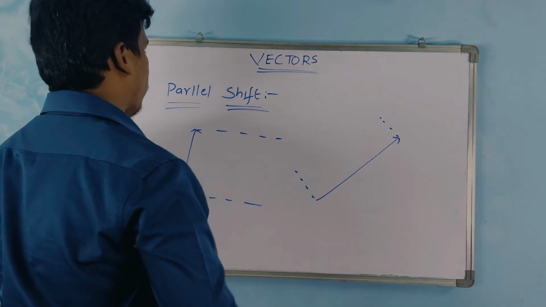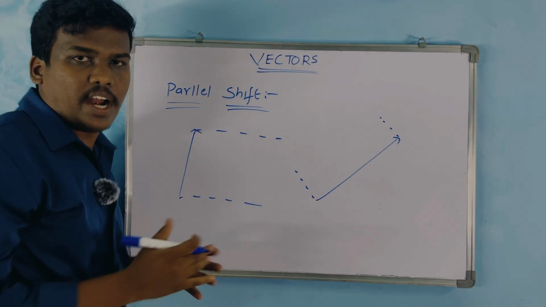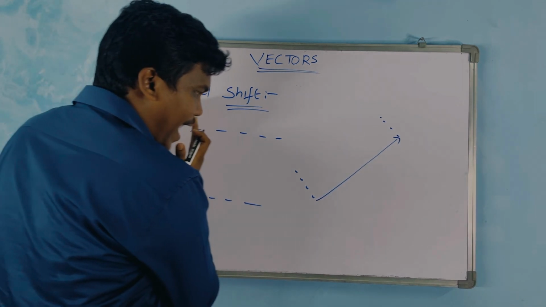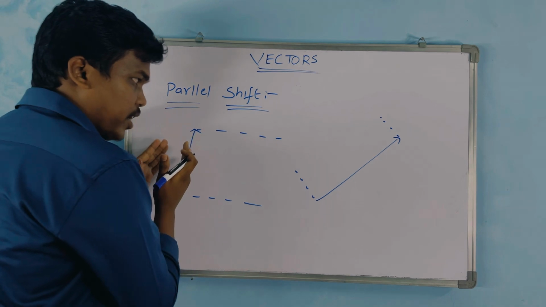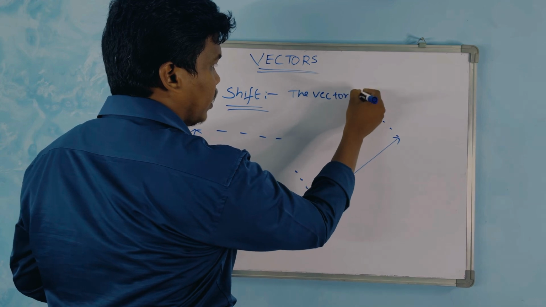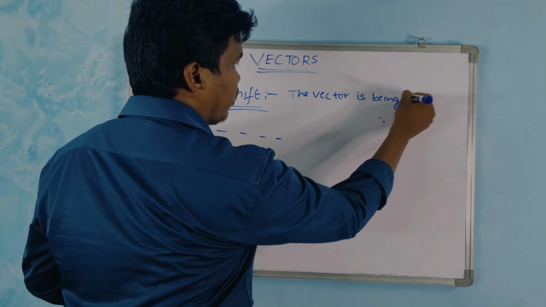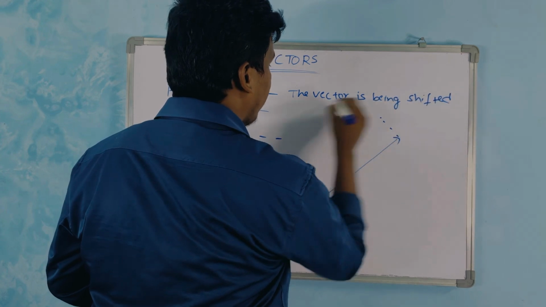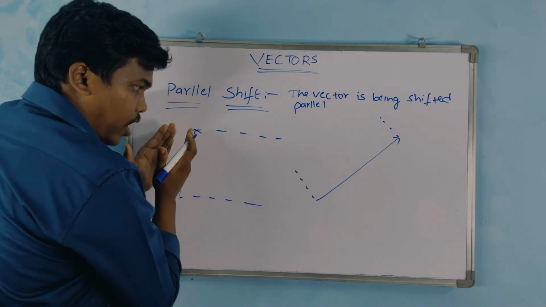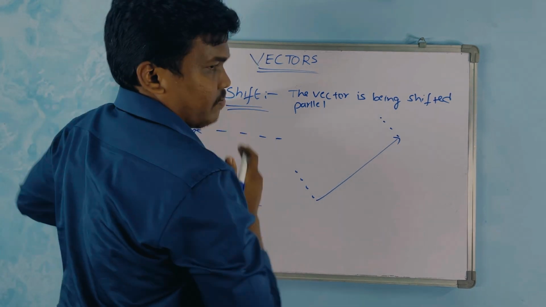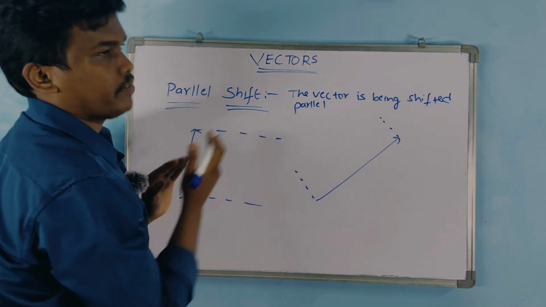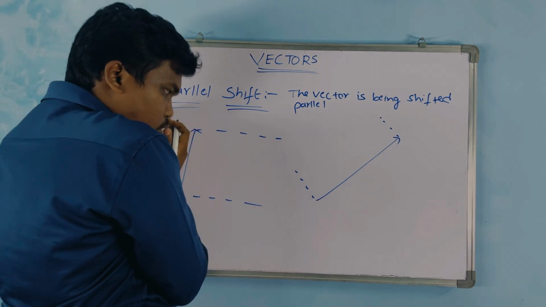Now we are going to discuss parallel shift. What do you mean by parallel shift? The vector is being shifted parallelly. I will write here: the vector is being shifted parallelly. That means we have to shift the vector in its parallel direction. It can be from down to up, or it can be side to side, from one side to another side. We have to shift the vector parallelly.